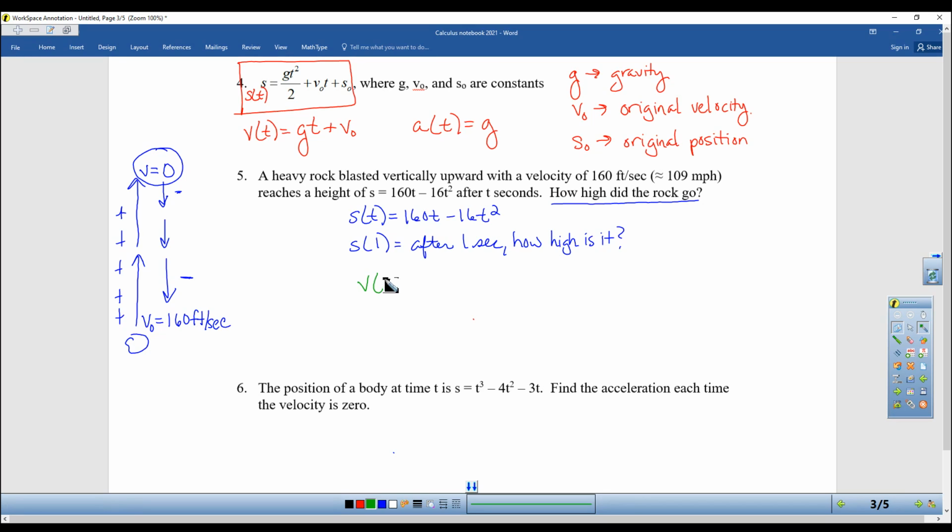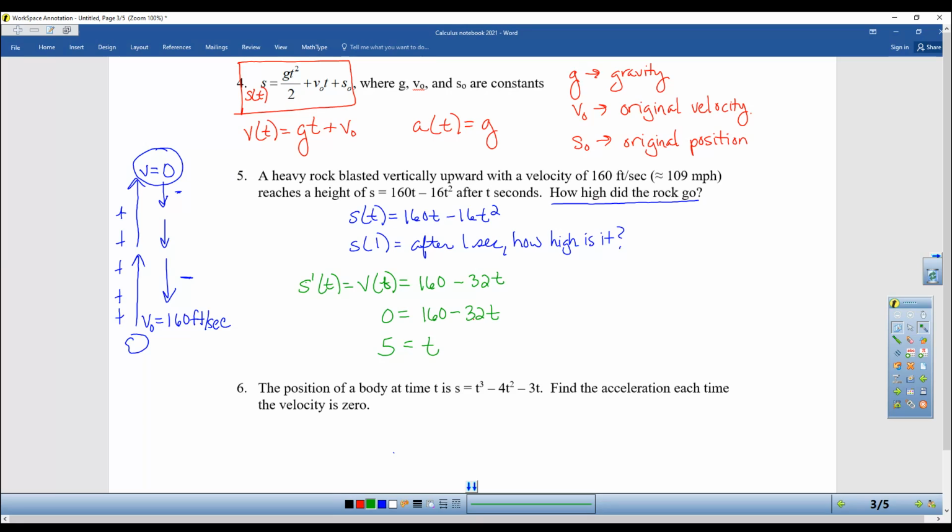So I take the S formula and I take the derivative. S prime of t will give me velocity. So 160 minus 32t. When is that equal to 0? Remember, the velocity being equal to 0 is when it's right at the top. It had a positive velocity, kept slowing down, got to 0, and came back down. So I want to know when the velocity is 0. T is equal to 5.